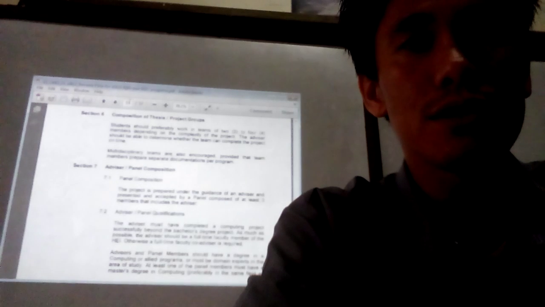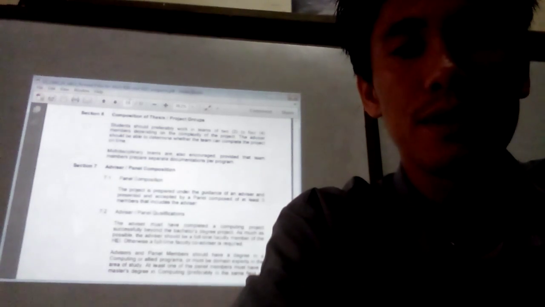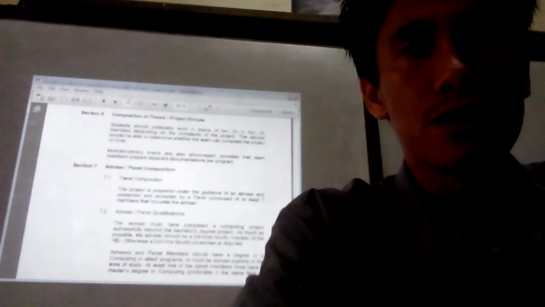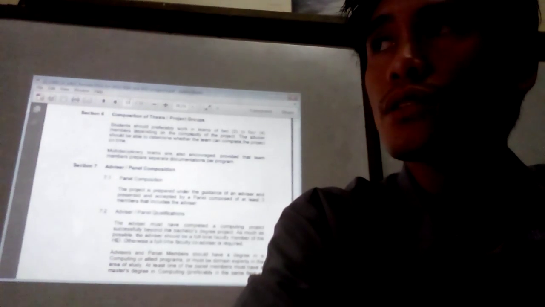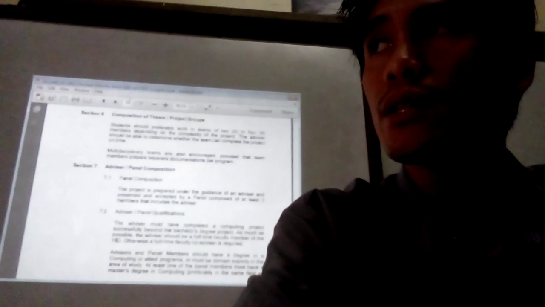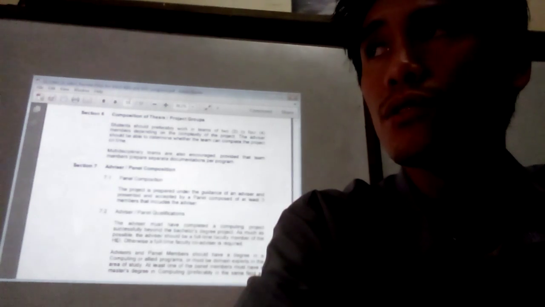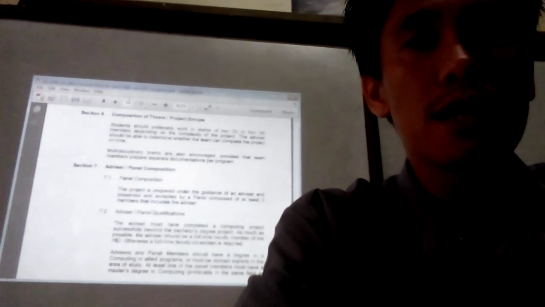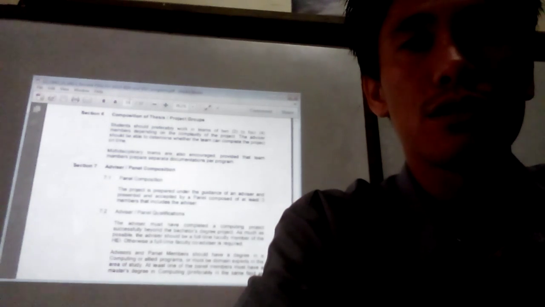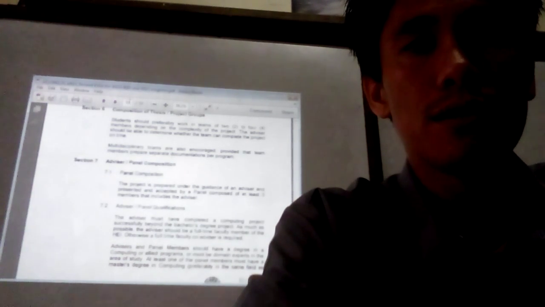Advisor should be able to determine whether the team can complete the project on time. Yeah. So, of course, I cannot fully determine, because I will try to encourage, but if you don't do your work, what can I do? Multidisciplinary teams are also encouraged, provided the team members prepare separate documentations per program.